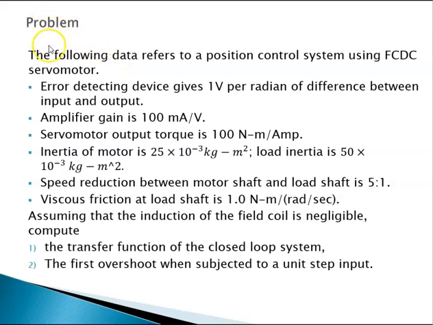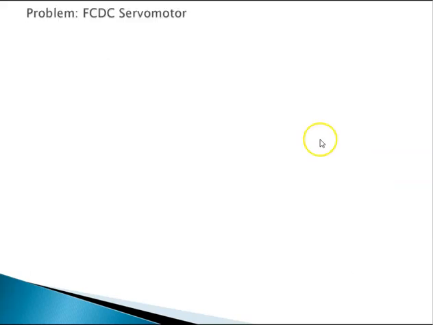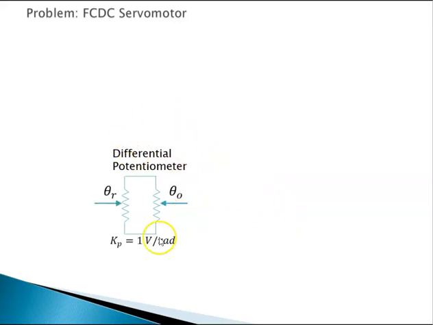We'll try to solve this problem, but before that, we'll try to show all the situation in a block diagram. It's always a good idea to draw a schematic and then a block diagram. That's exactly what we are going to do. We're going to draw a schematic, and for each section of the schematic, we'll draw a block diagram. We'll start doing that, and we notice that it's a good idea to start with the error detecting device or a comparator, which in our case is a differential potentiometer.